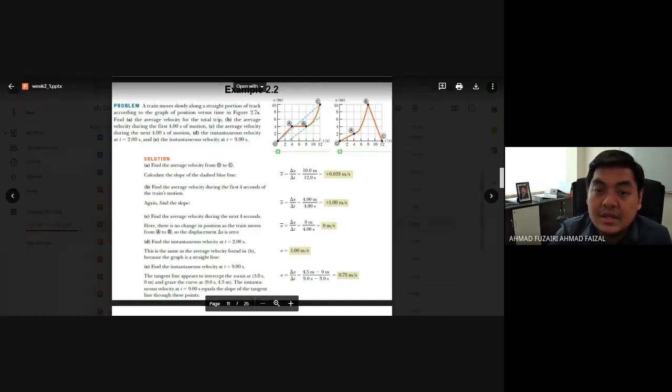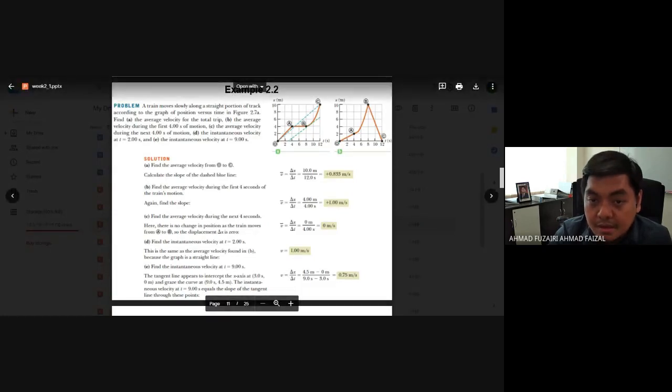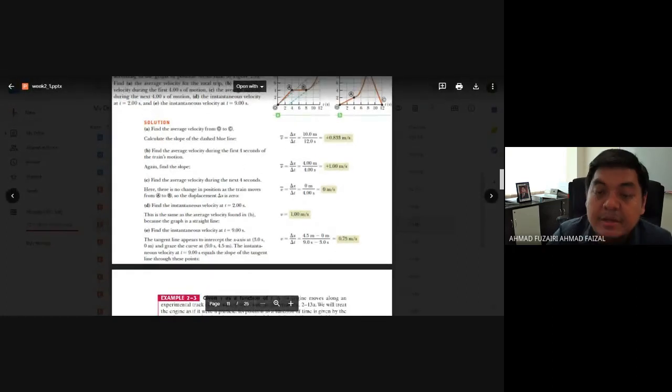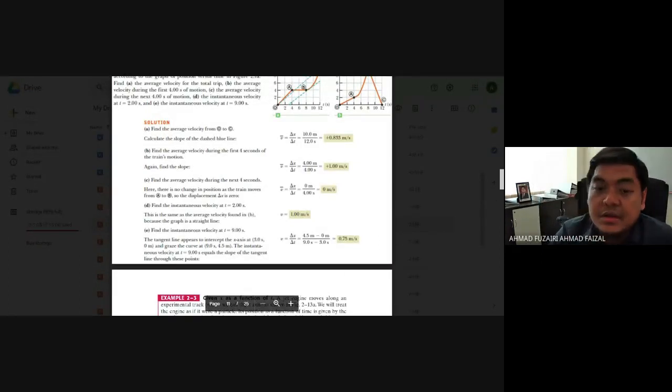So tangent, that's why kita akan cari tangent, and then of course kita calculate guna cara kecerunan macam biasalah. 4.5 minus 0. 4.5 maksud dia tempat ni Y, minus 0 ke bawah. Lepas tu yang X dia 9 tolak dengan 3. So dapatlah lebih kurang 0.75 meter per second.